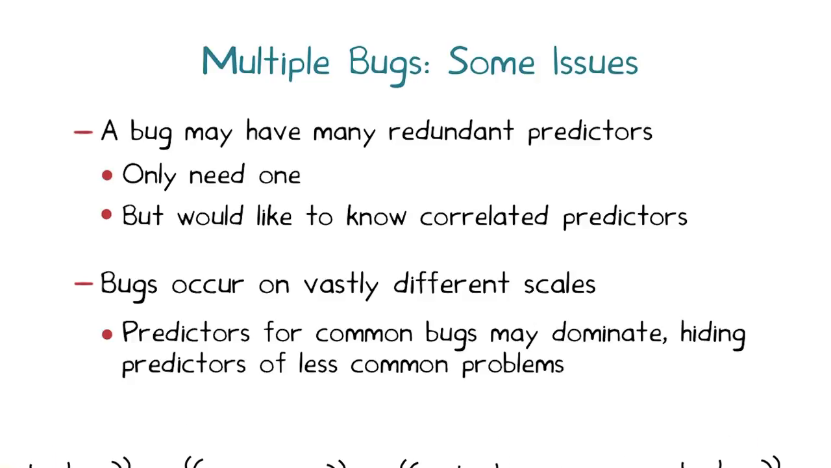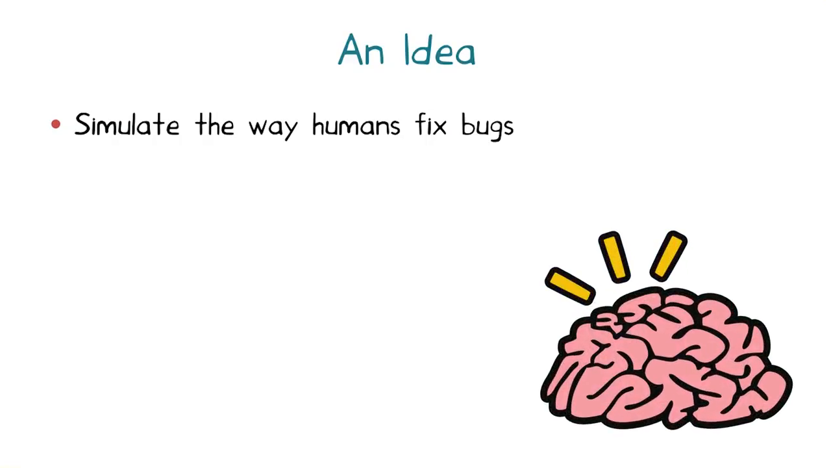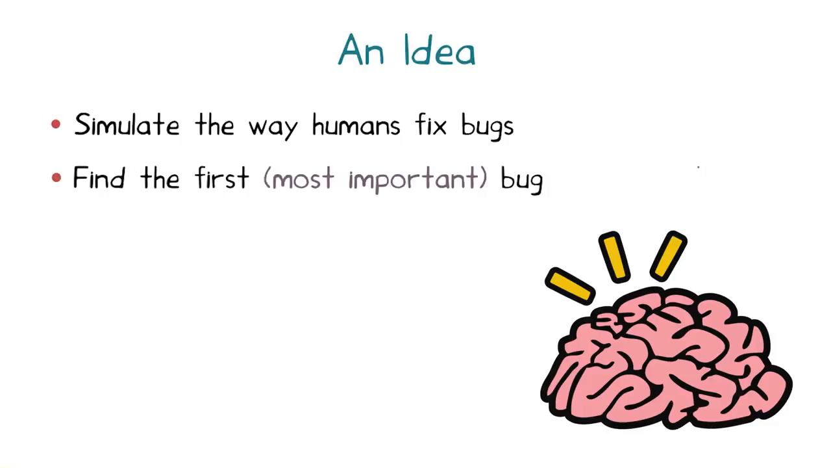One idea to solve these problems is to approach statistical debugging much like humans tend to fix bugs. We find the first most important bug and fix it. Then we look at the program to see what the next most important bug is, fix it, and repeat. We will use this basic procedure to manage our statistical debugging algorithm in a way that prioritizes common bugs but does not lose track of the rarer bugs. These rarer bugs will bubble up to the top as the algorithm simulates fixing the common bugs.